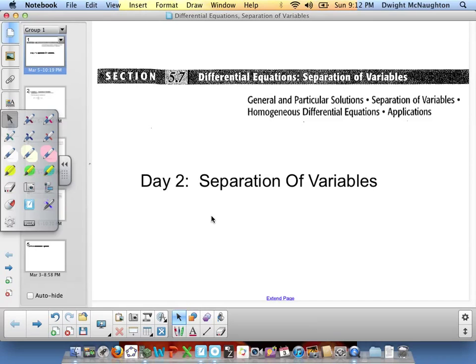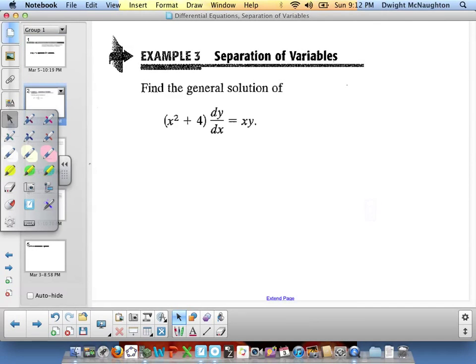So let's look at an example. Find the general solution of (x squared plus 4) dy/dx equals xy. And we're going to use separation of variables. What that means is we want to get the variables away from each other. So we want all the y's together on one side and all the x's together on the other side.